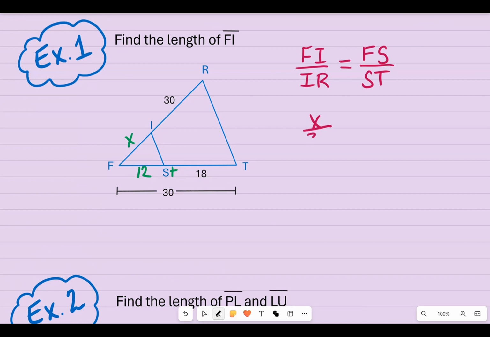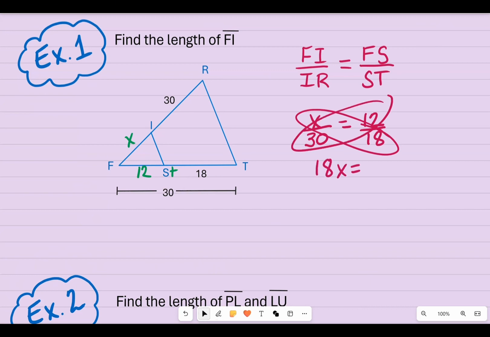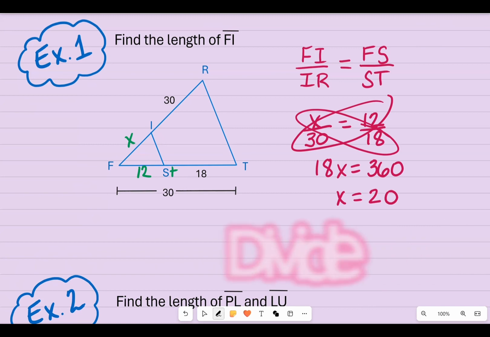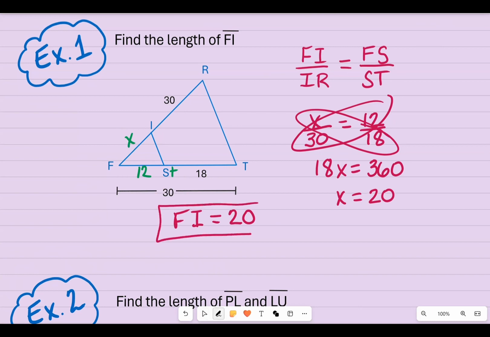For IR, I have 30, setting it equal to FS, which is 12, over ST, which is 18. Now you want to just cross multiply. And so now that leaves me with 18x is equal to 12 times 30, and we know that's going to be 360. Divide both sides by 18 and x will be 20. So x was what I just called FI. So we're just going to rewrite this as FI is equal to 20. So that's my answer if I am using the triangle proportionality theorem.